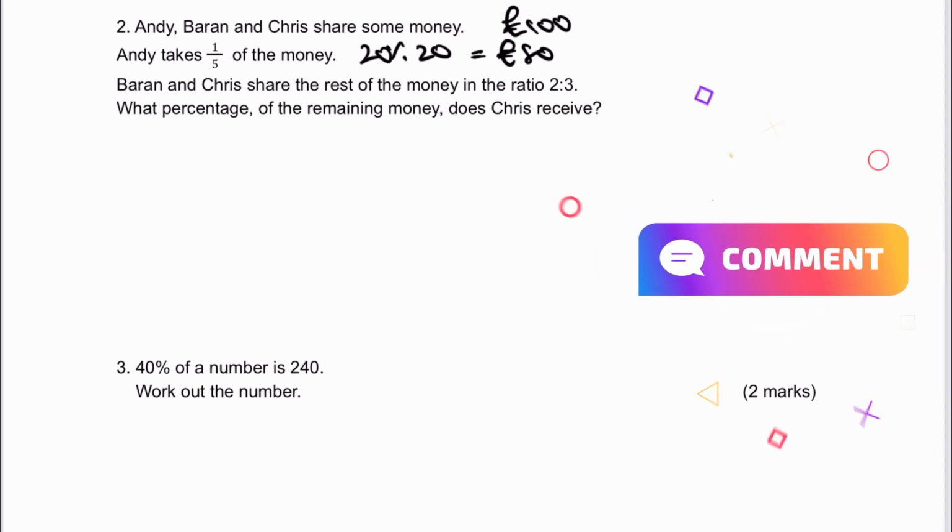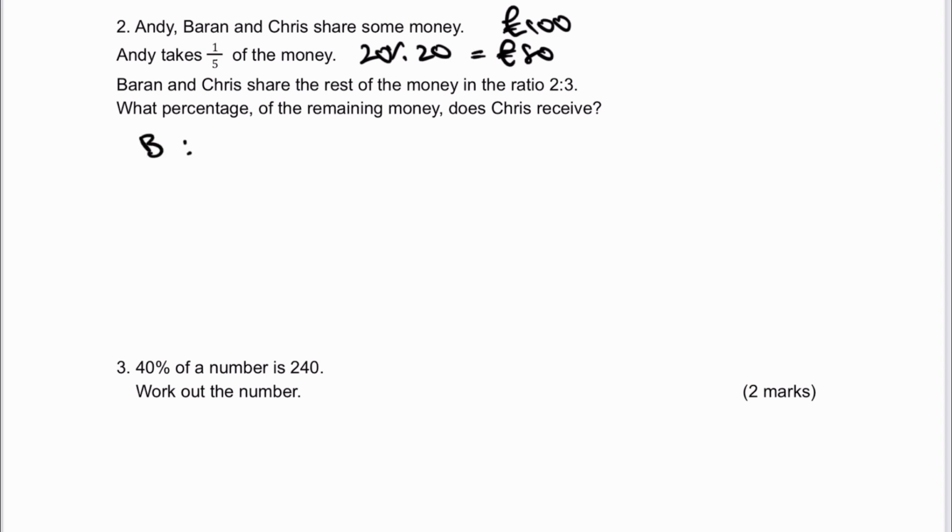Okay, so 20% is equal to £20, and then £80 is actually left, which is then shared between Baran and Chris. Okay, so therefore, if we have a look at their share, if they were sharing £5, then Baran would get £2 and Chris would get £3. So they're sharing £5, that's absolutely fine. However, they're not. They're sharing £80. So therefore, they're sharing something which is 16 times larger. So all we do is we multiply each of these ratios by 16 as well. So that's going to give me 32 to 48. So actually Chris gets £48.